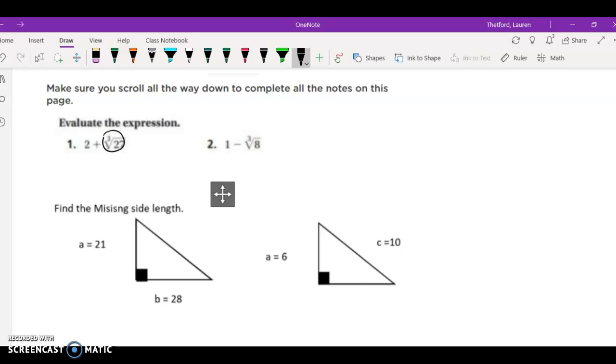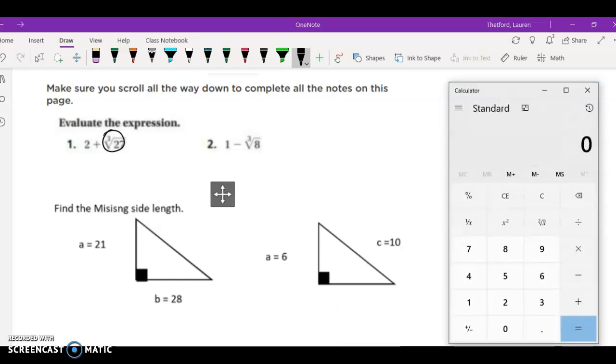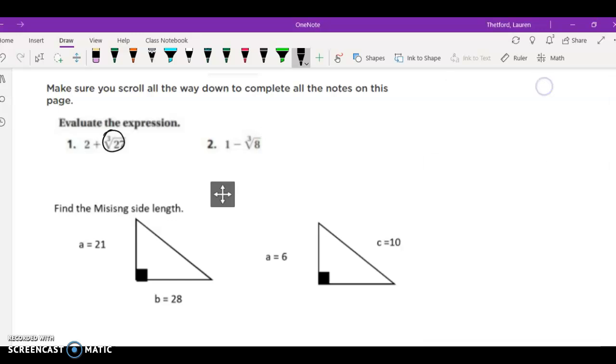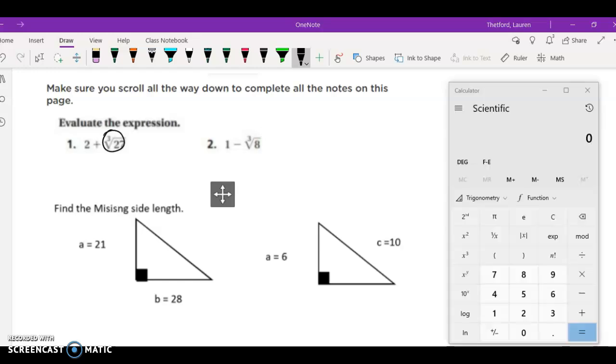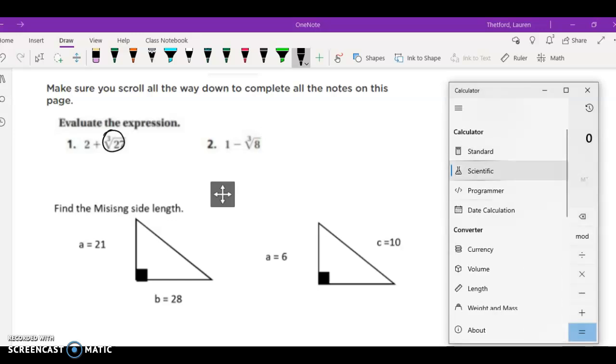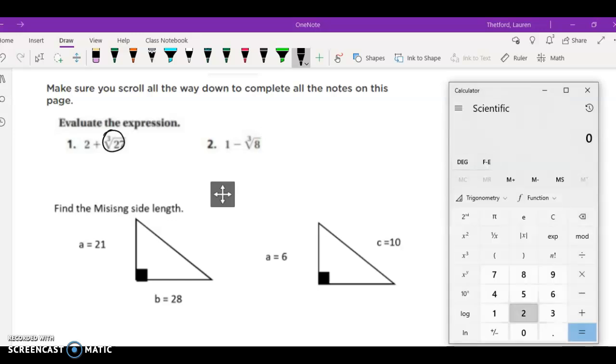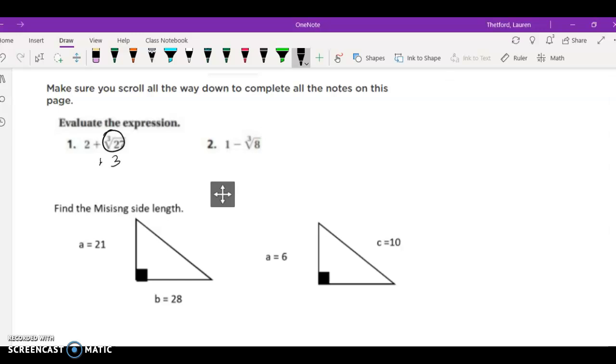We're going to take the cubed root of 27. Remember, when we have that cubed root, that's a number times itself 3 times that will give us 27. Make sure that you're on that scientific calculator. We type in 27, hit second, and then hit cubed root and enter, and we get 3. So this is just saying 2 plus 3, which is 5.